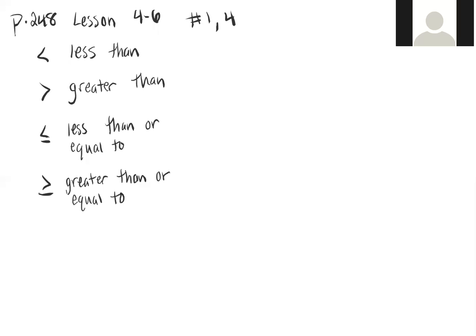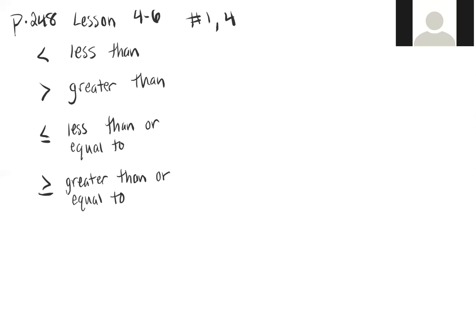So a quick review of our different inequality symbols. We've got less than, greater than, and we've introduced less than or equal to, when we've got the line underneath the symbol, that means it's equal to as well. Less than or equal to, greater than or equal to. So we're going to translate number 1 and number 4.